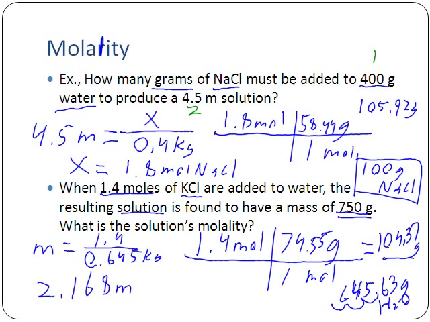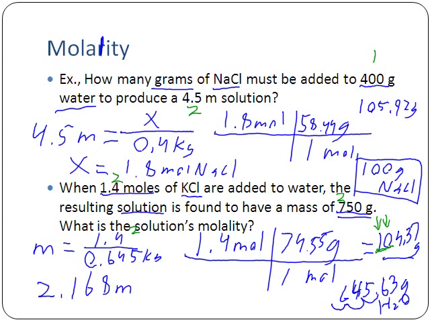Significant figure-wise, we have 1.4 moles KCl, that's 2 sig figs. I have 750 grams, that's 2 sig figs. So I know that my 1.4 on top has 2. For the 0.645 on the bottom, in order to get it I had to find the number of grams of the KCl first. That should have 2 significant figures, so this is rounded to 2 sig figs. The 1 and the 0 are significant for each one.